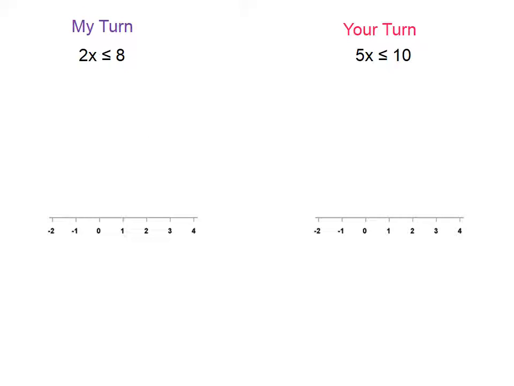2x smaller than or equal to 8. We need to divide both sides by 2 because of course 2x really means 2 times x. That gives us x smaller than or equal to 4. Smaller than or equal to 4 indicates a solid dot and our arrow goes in this direction. Please pause the video to have a go at your question.